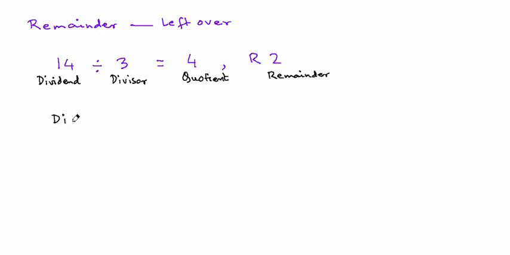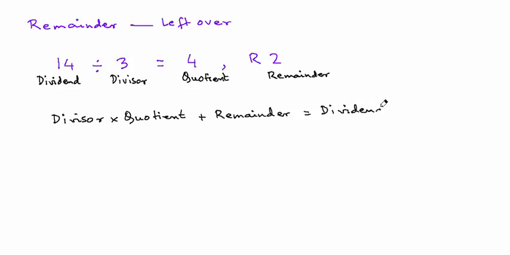When you multiply the divisor with the quotient and add the remainder to it, you should get the dividend. So that's a nice way to check if your answer to a division problem is right. For example, on this one, 3 times 4 plus 2 gives you 14. Therefore, you know this answer is right.